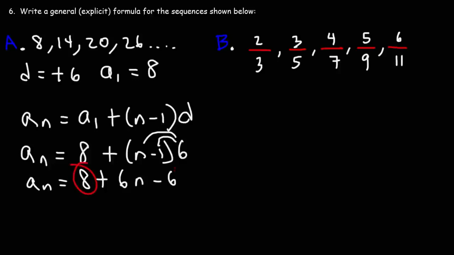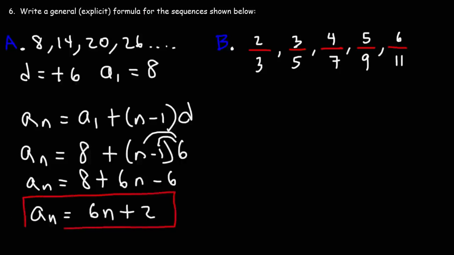Next, we need to combine like terms. So 8 plus negative 6, or 8 minus 6, that's going to be positive 2. So the general formula is 6n plus 2. So if we were to plug in 1, this will give us the first term 8. 6 times 1 plus 2 is 8. If we were to plug in 4, it should give us the fourth term 26. 6 times 4 is 24, plus 2, that's 26.